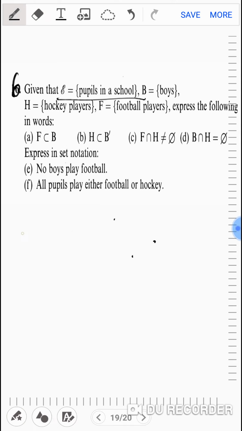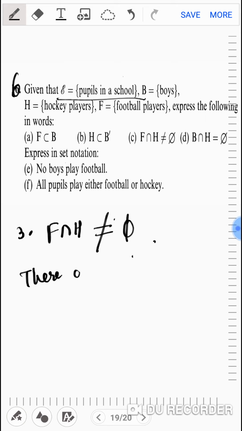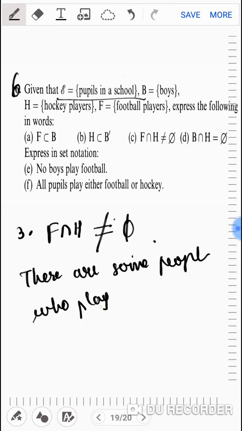Next, third says F intersection H is not equal to null. That means they have some elements which are common in both F and H. That means football players and hockey players. That means you can say there are some people who play both. So there are common in football and hockey. Clear?